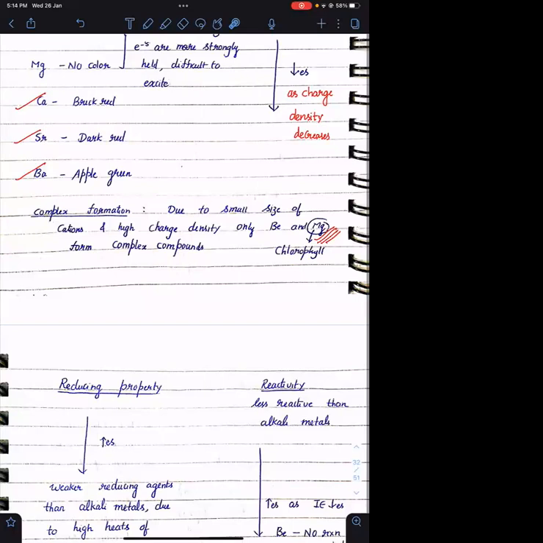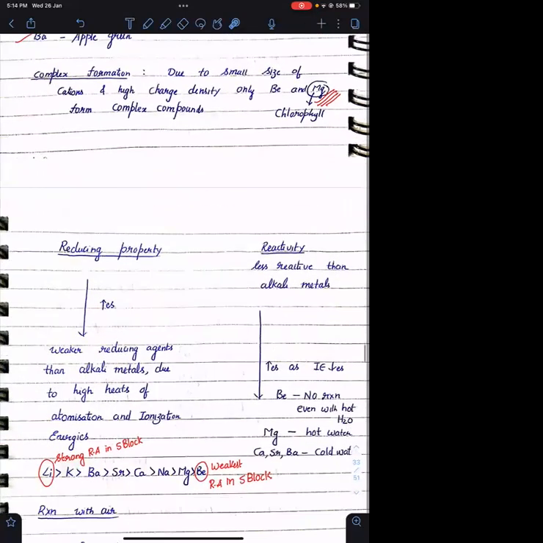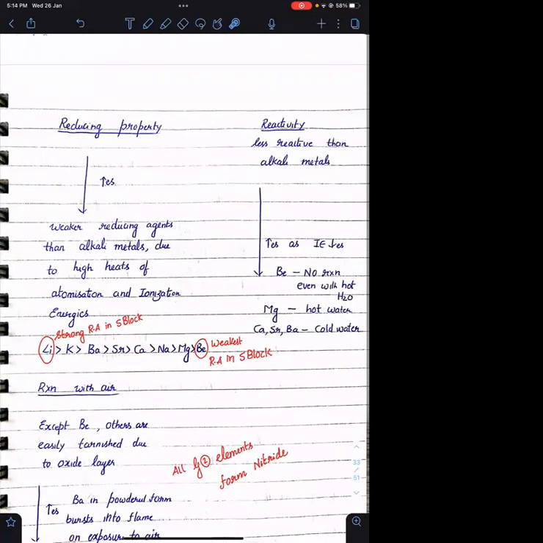All the other elements don't show any complex formation, but in case of group 1, lithium has the highest tendency, though the other elements can also form complexes. Reducing property: there is no different order in the free state as well as in the aqueous state. Down the group, the reducing behavior increases because of the decrease in ionization energy. So barium is highly reducing, followed by strontium, then calcium, magnesium, and beryllium.